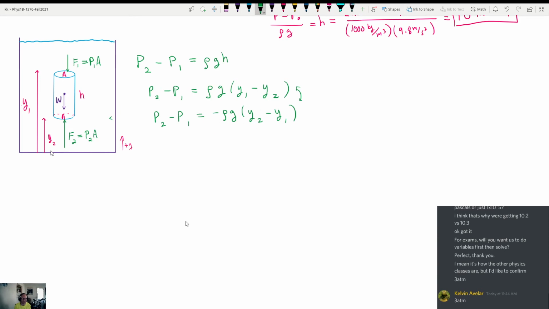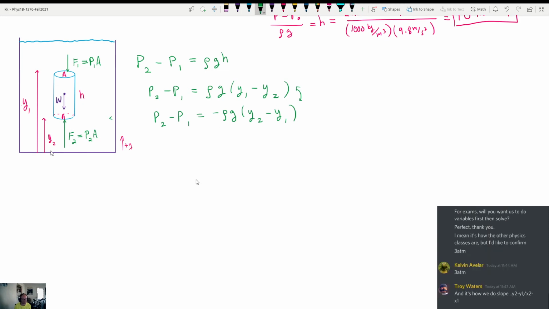Now, why did I do that? Well, because I noticed that when I write P2 minus P1, and y2 minus y1, P2 is the pressure at the bottom, y2 is the height at the bottom. P1 is the pressure at the top, y1 the height at the top. So when I do 2 minus 1 on this side and 2 minus 1 on this side, this is really commonly written when we're in algebra.